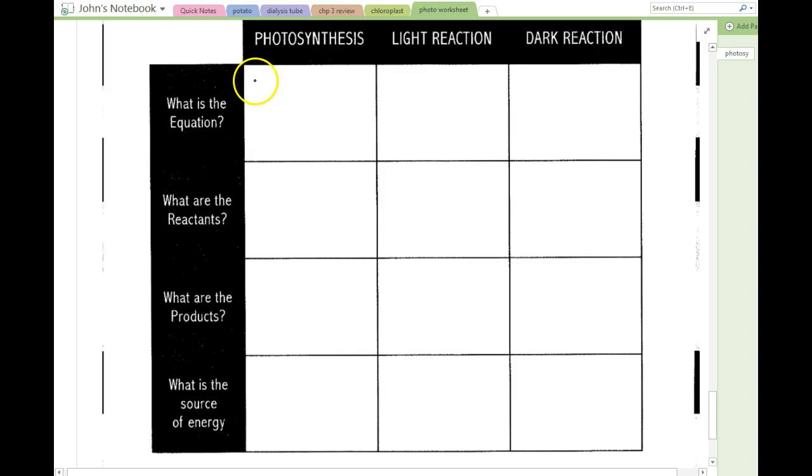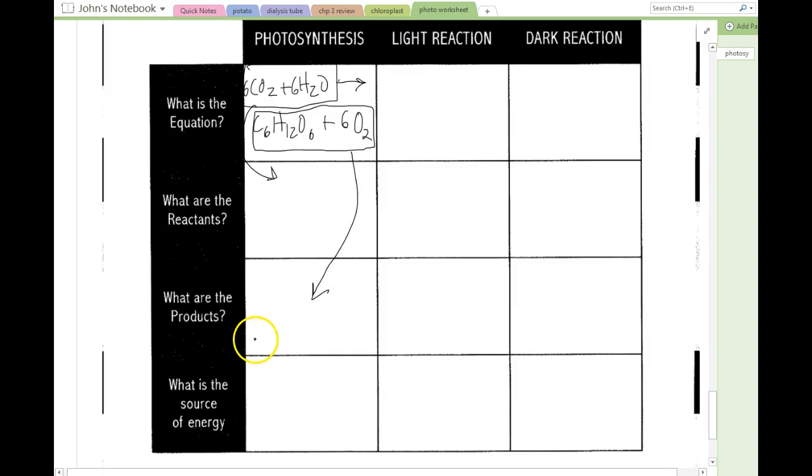The equation for photosynthesis is carbon dioxide plus water. It's actually 6 molecules of carbon dioxide and 6 molecules of water. Arrow. Going to give you 1 molecule of sugar and 6 molecules of oxygen gas. So what are the reactants of photosynthesis? Those are the reactants. What are the products? Those are going to be the products.